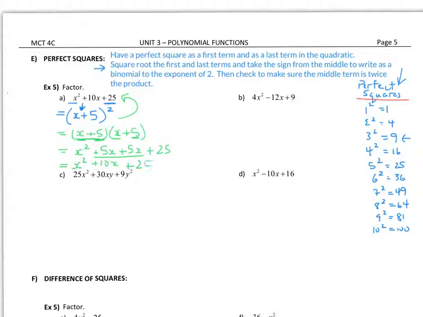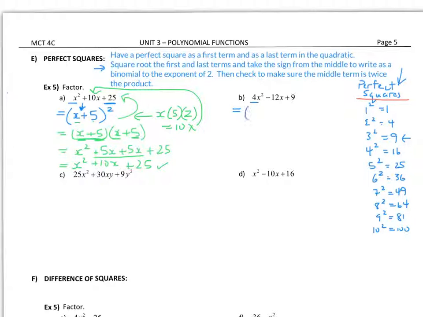So this did work. The quick way to check is back here. If you take the product of x times 5 and you double it, x times 5 times 2, that gives us 10x. We're checking to see, is that the same as what's in the middle here? And it is. So we know that our factored form is correct. But we do have to check that if we're using this shortcut, because it doesn't always work out to be this way. All right, the next one.